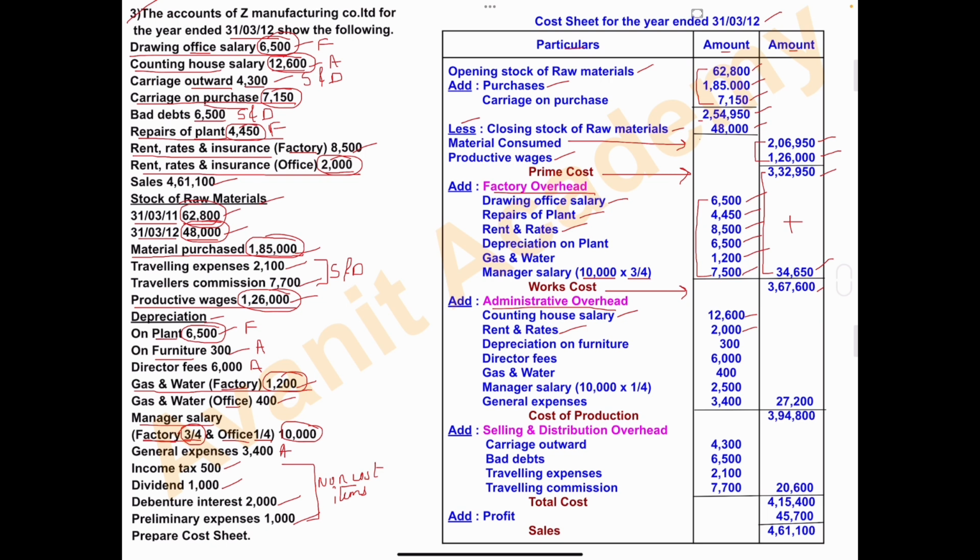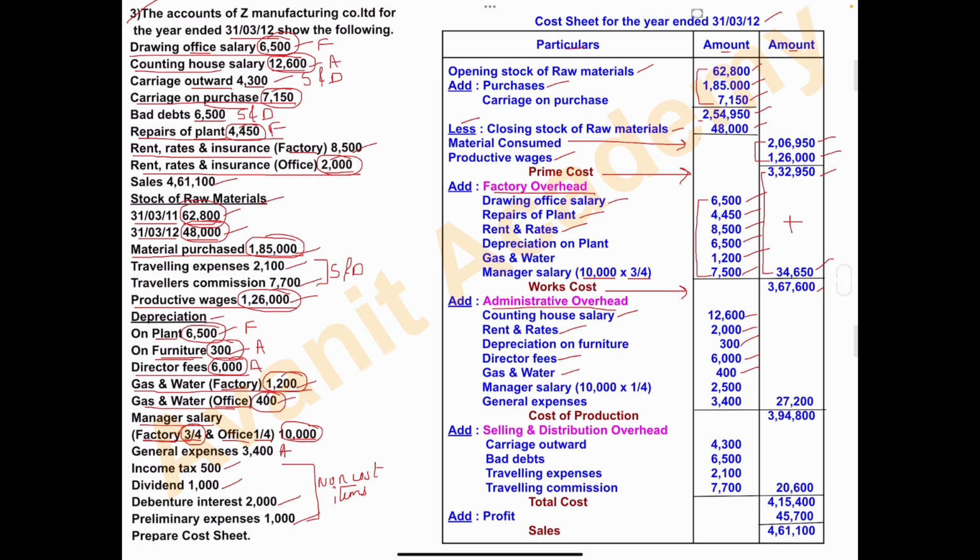Next is depreciation on furniture. Depreciation on furniture amount is 300. We will take depreciation on furniture 300 under administrative overhead. Next is director fees. Director fees amount is 6,000. Write all the amounts in the inner column. Next, gas and water for office, and the amount is 400. Manager salary.